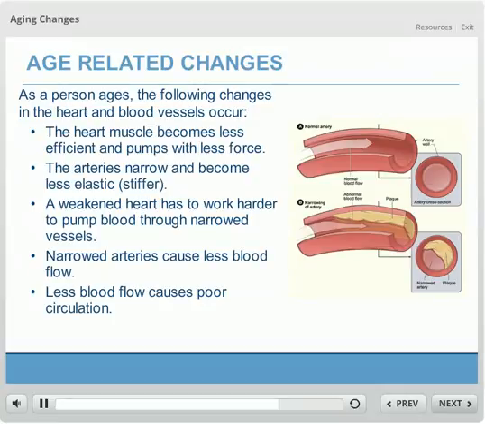As a person ages, the following changes in the heart and blood vessels occur. The heart muscle becomes less efficient and pumps with less force. The arteries narrow and become less elastic, or stiffer. A weakened heart has to work harder to pump blood through narrowed vessels. Narrowed arteries cause less blood flow, and less blood flow causes poor circulation.